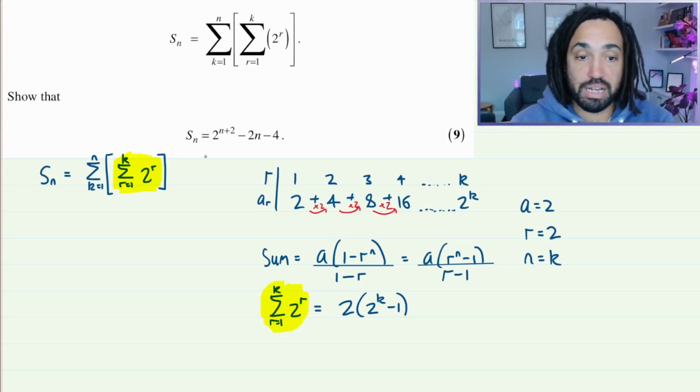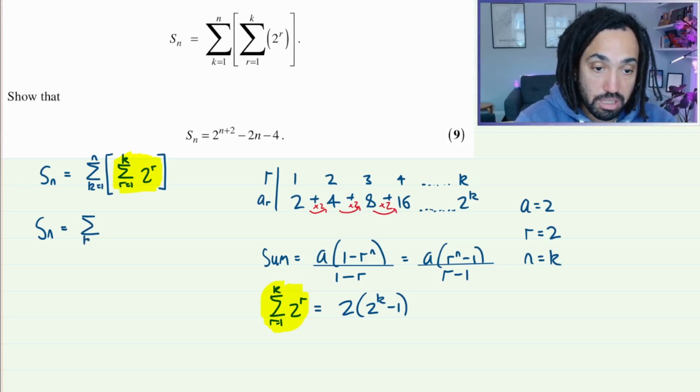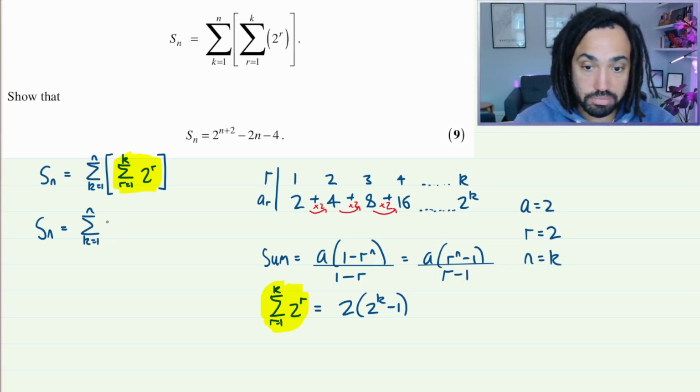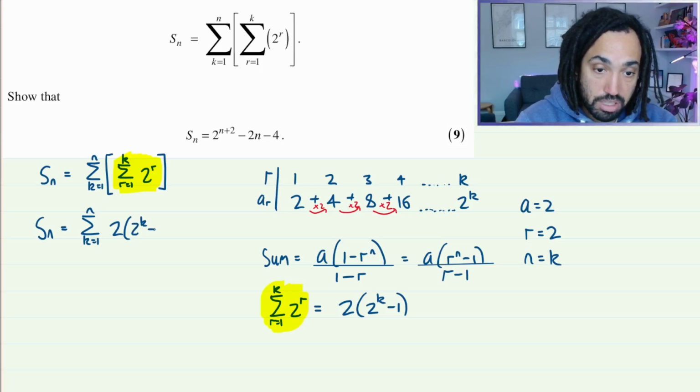Okay, so that is the yellow part evaluated. So now we can go back over here and we can say that we are now looking for the sum starting when k is 1 up to when k is n of the yellow thing, which is this, which is 2 to the k minus 1.